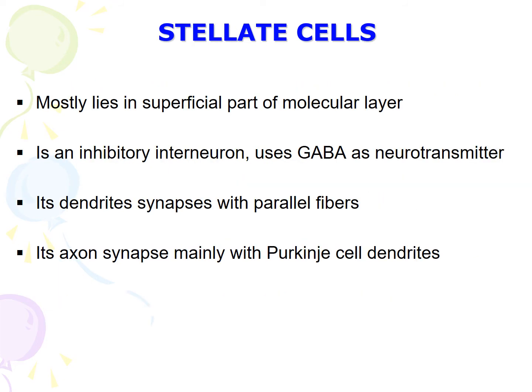Stellate cells are located mostly in the superficial part of the molecular layer. These cells use GABA as neurotransmitter, so therefore this is an inhibitory neurotransmitter. Its dendrite synapses with the parallel fibers. The axon synapses mainly with the Purkinje cell dendrite.